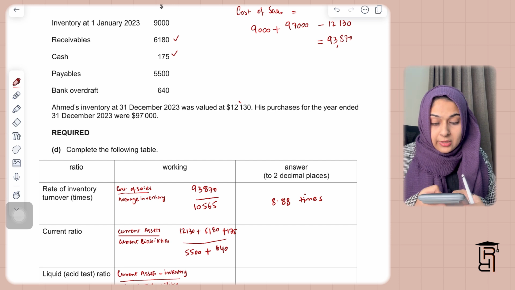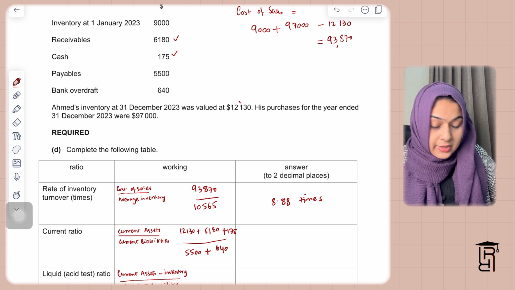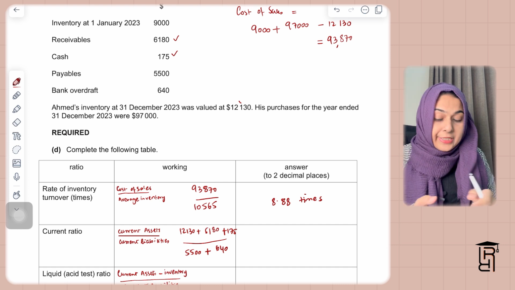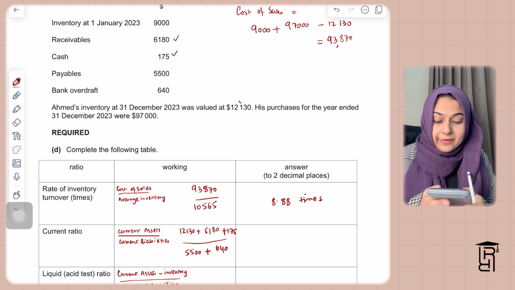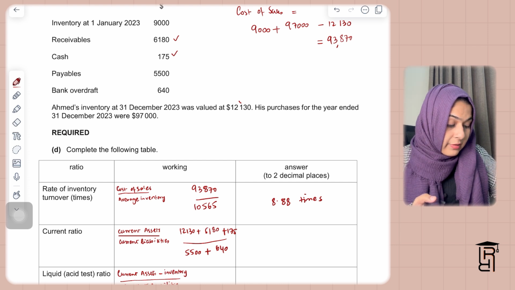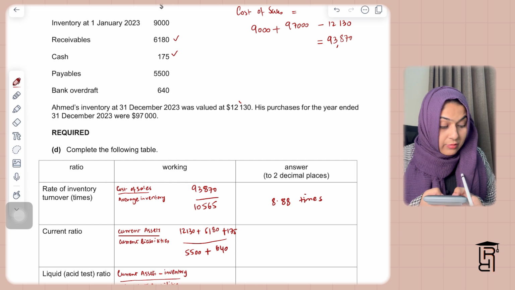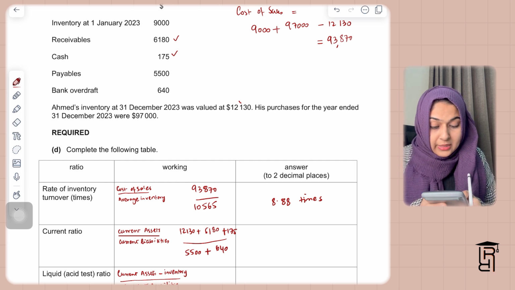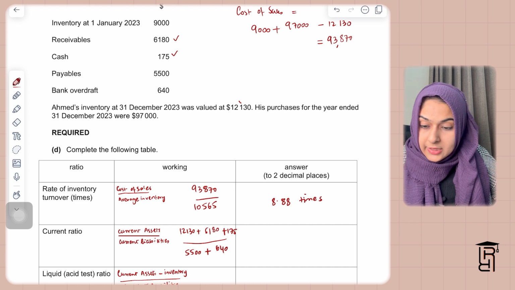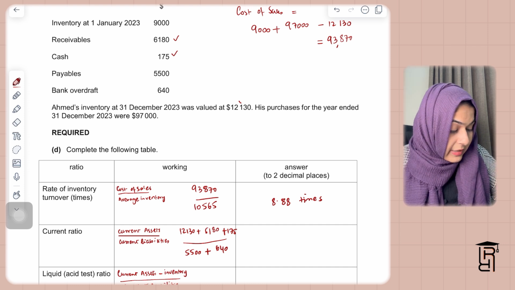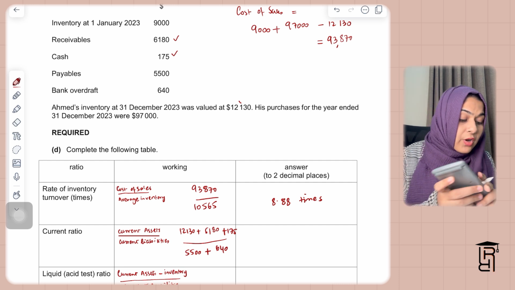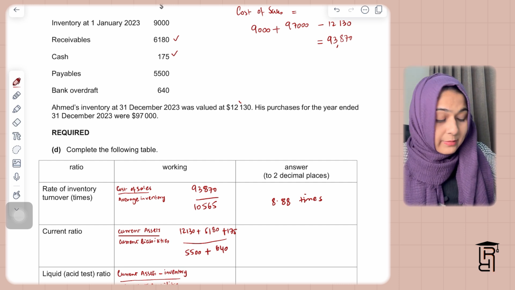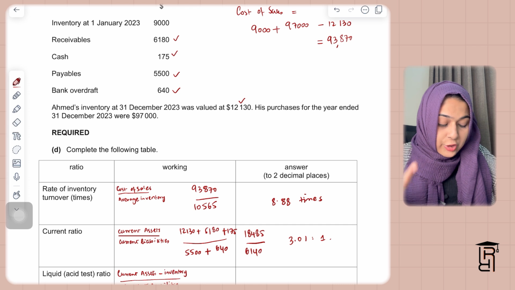So 12,130 plus 6180 plus 175 is going to give me 18,485, which is the numerator, and the denominator will be 5500 plus 640, which is going to give me 6140. So 18,485 divided by 6140 is going to give me 3.01 is to 1. So we have $3.01 of current assets to pay off $1 of current liability. That is what this ratio tells you.